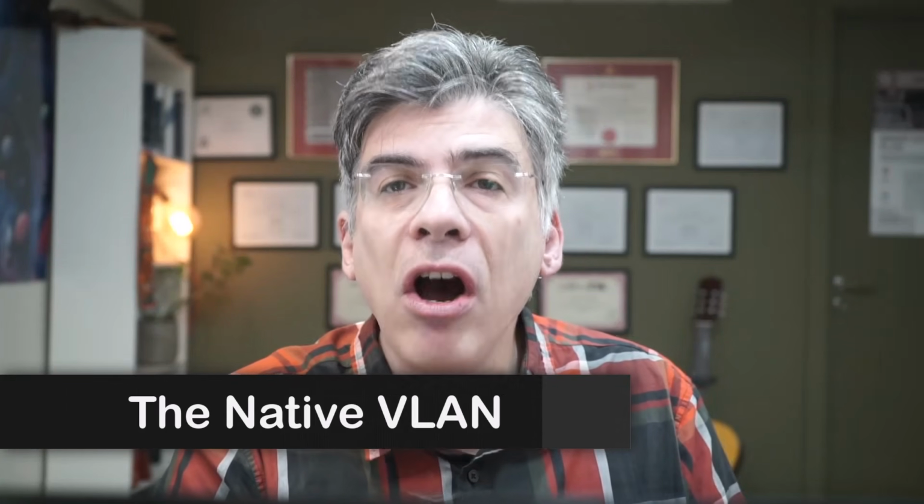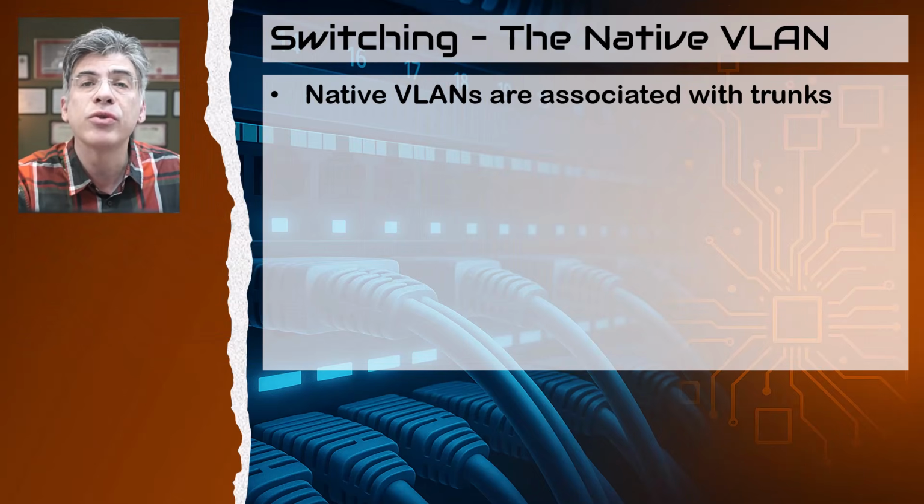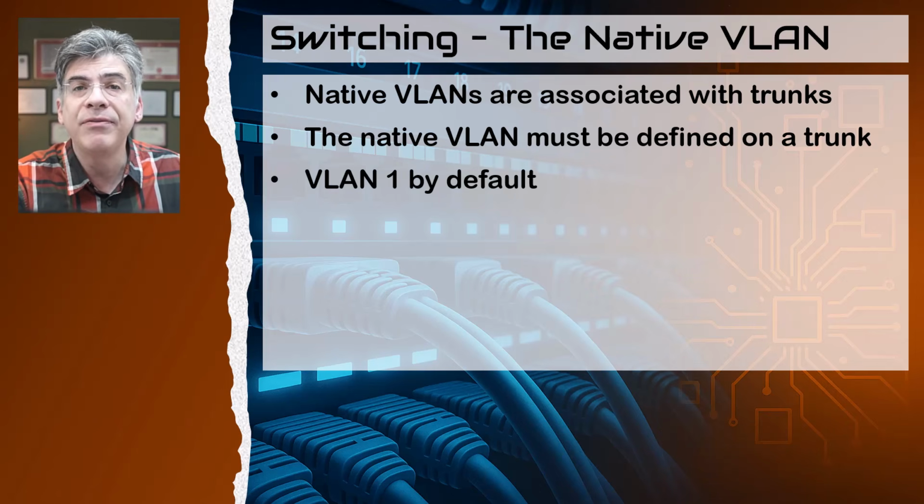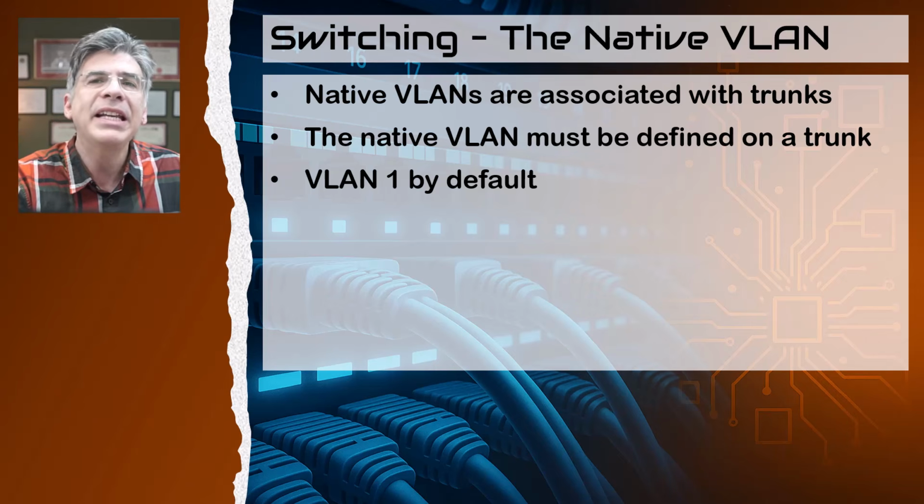Today we'll be simply explaining the native VLAN. The native VLAN is a concept that is associated with trunk ports or trunk links on switches. When you configure a trunk on a switch, you must define the native VLAN on that trunk. This is typically VLAN 1 by default on most vendors, but it can be modified.